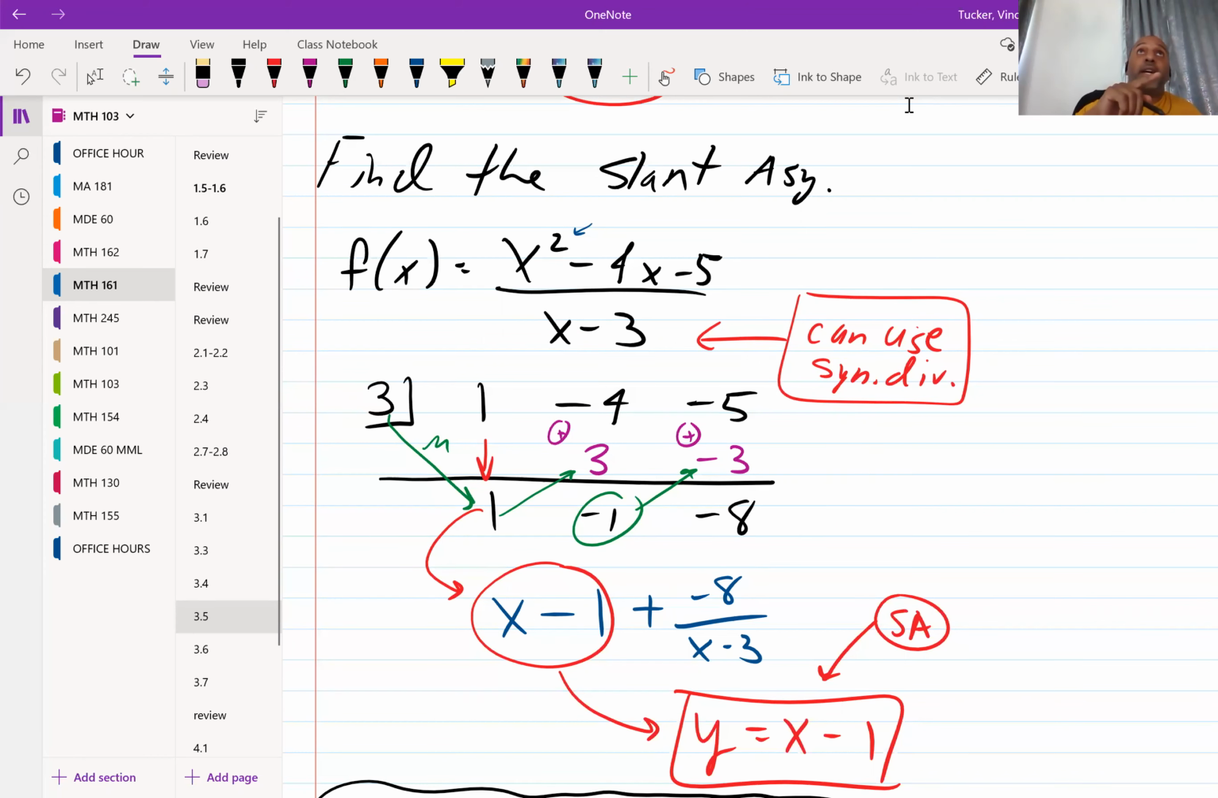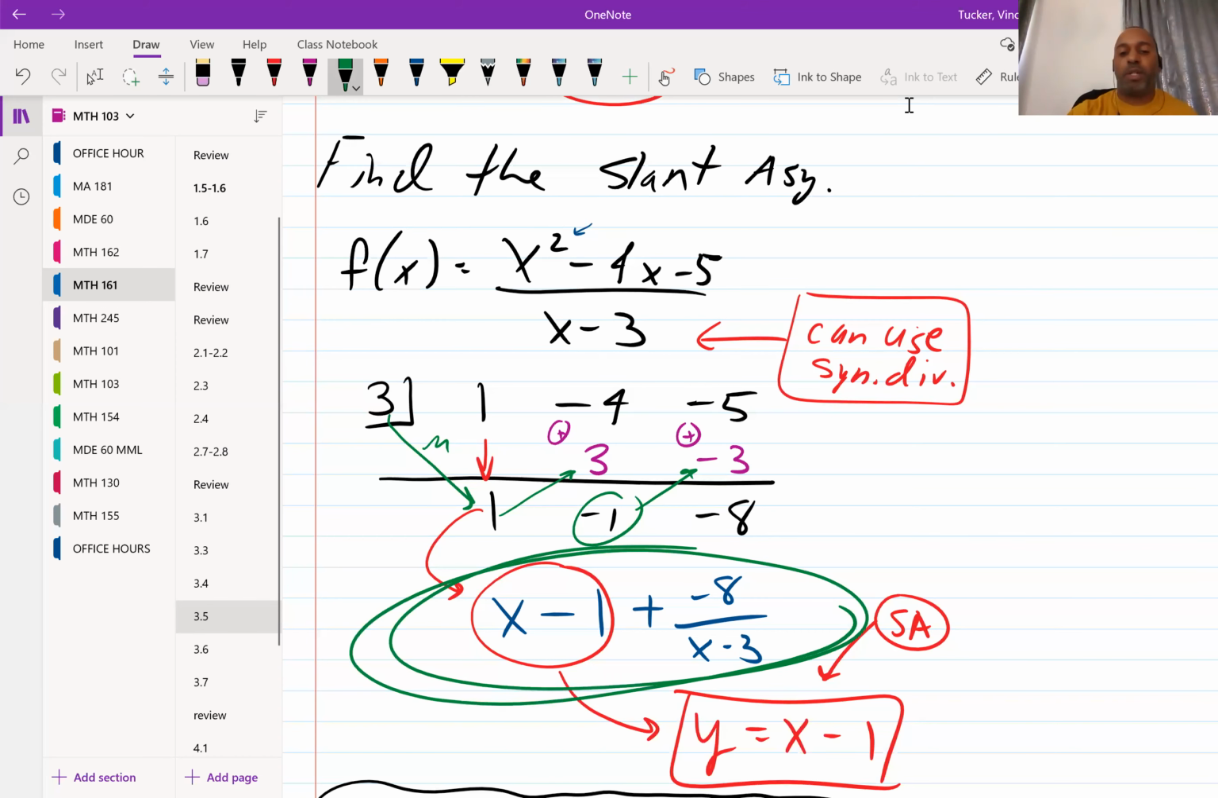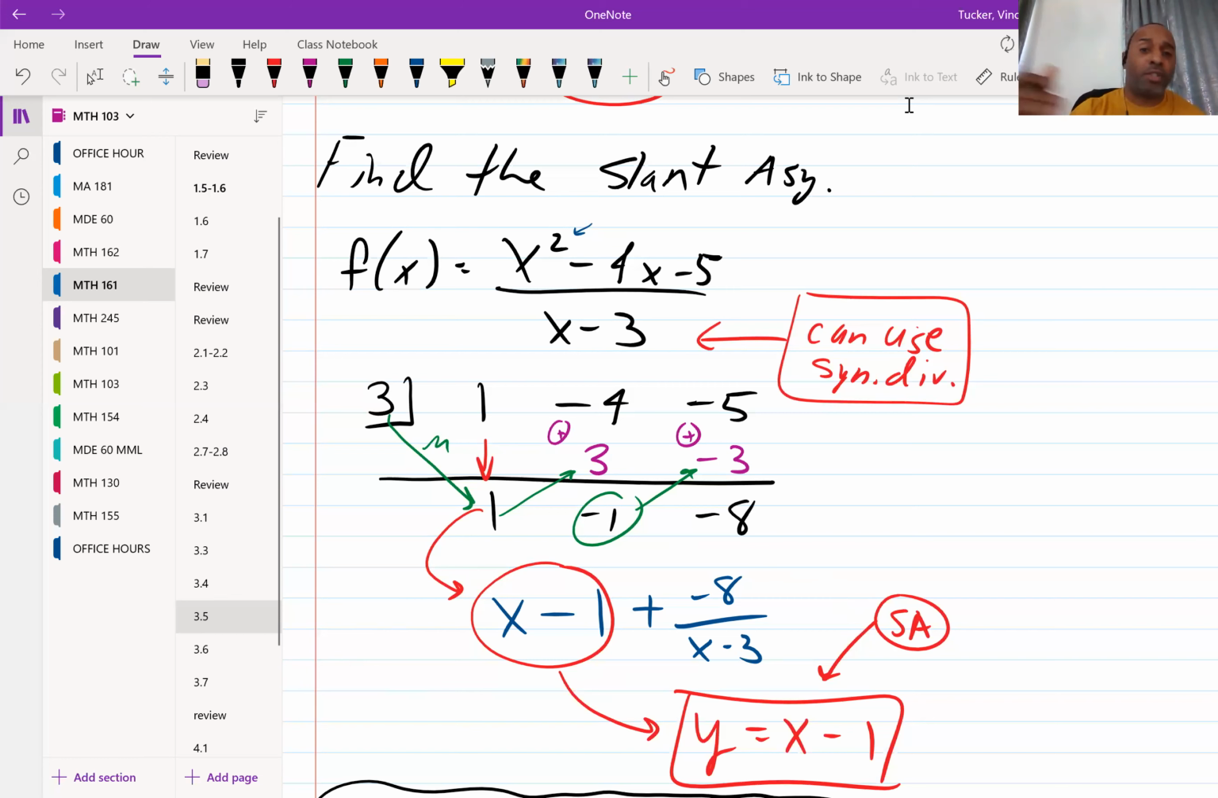And somebody asked that last class too. Once again, I just want to make sure I reemphasize the fact that in this section, all you need is the x minus 1. But back in 3.1, when we talked about long division and synthetic division, you need the whole thing. So just make sure you hold true to that. Make sure you read the directions. So if they just ask for the slant asymptote, that's all they need. But if it says divide, they need the whole thing.